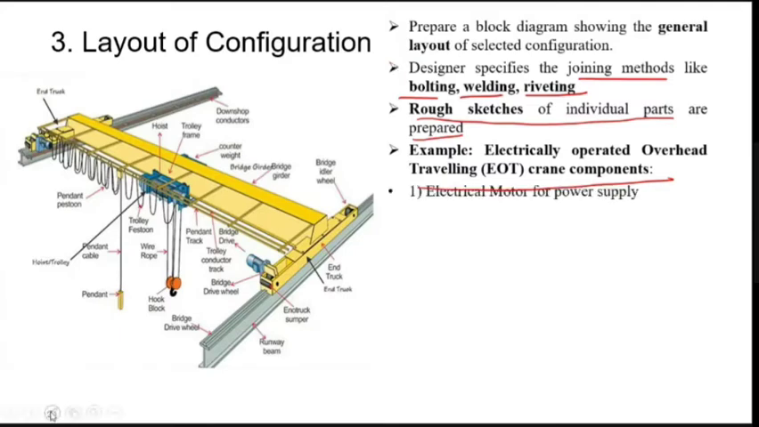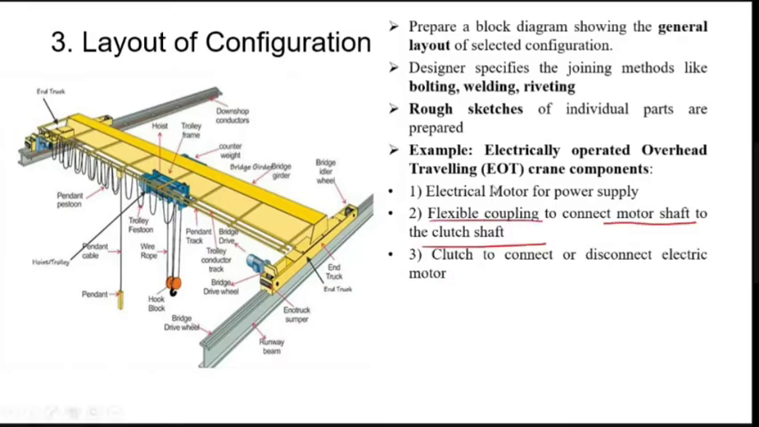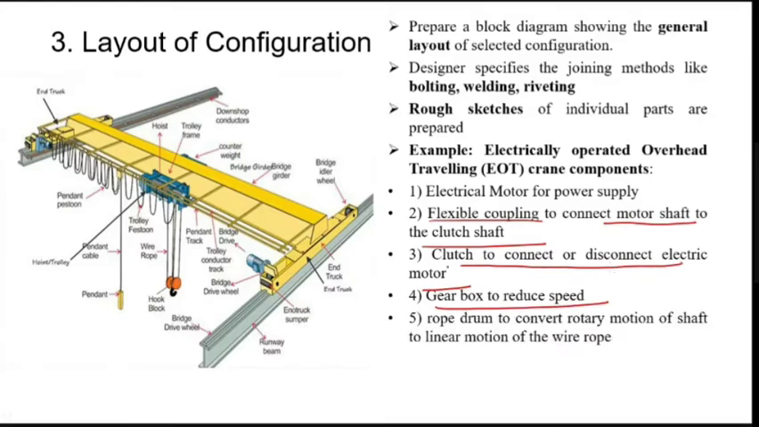Okay, so in this particular example, that is an EOT crane, what you can see is we have an electric motor for the power supply, right? Then we have a flexible coupling which connects the motor shaft to the clutch shaft, right? Then we have a clutch to connect or disconnect the electric motor. Then we have a gearbox to reduce the speed. Then we have a rope drum to convert the rotary motion of the shaft to the linear motion of the wire rope. Okay, so all components I have shown here.